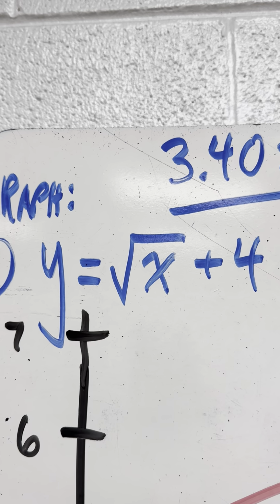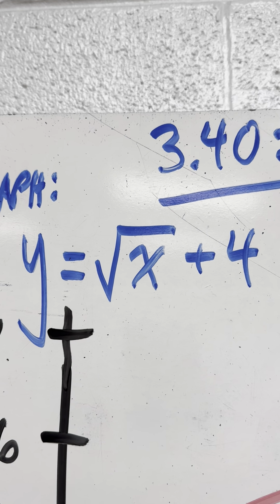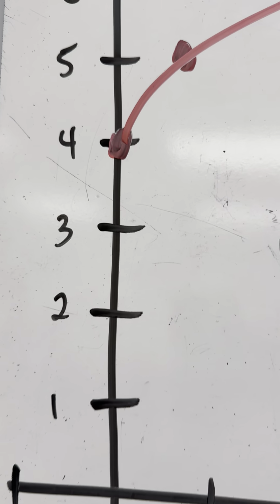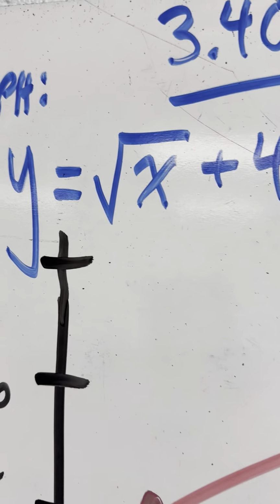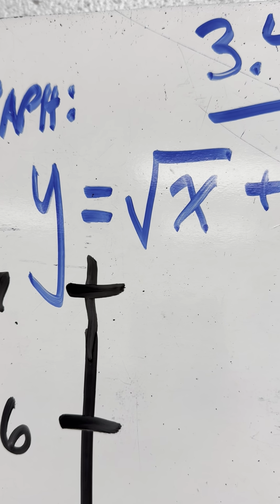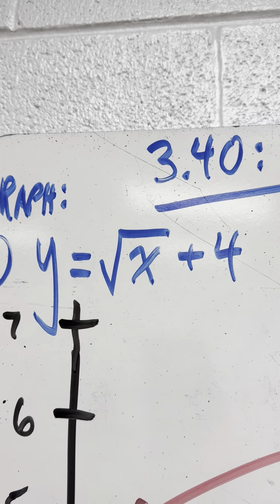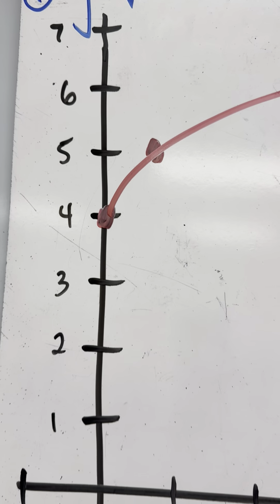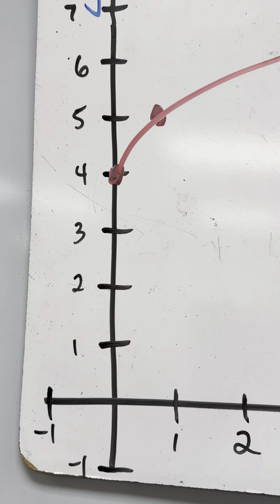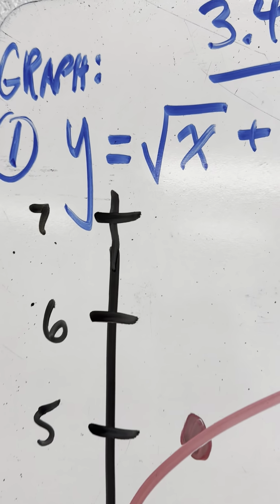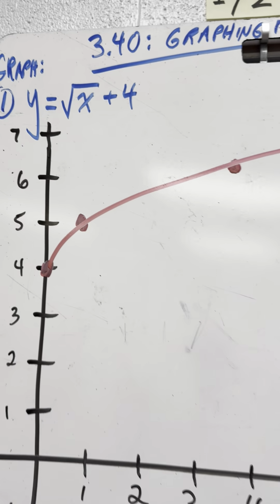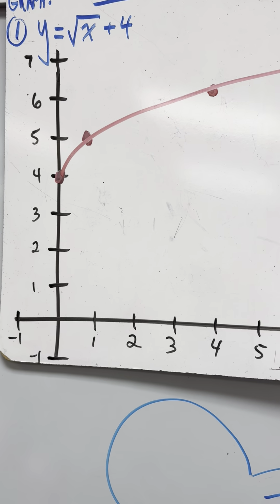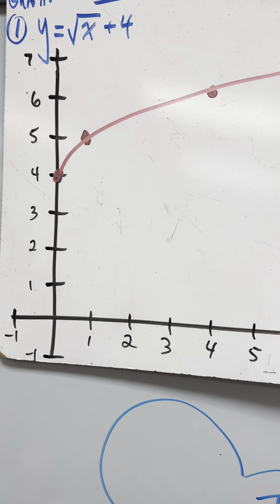The square root of 0 is 0, plus 4 is 4. So that gives you the point 0, 4. Then you're going to put in 1. The square root of 1 is 1. 1 plus 4 is 5. So you've got the point 1, 5. Then you're going to put in 4, because the square root of 4 is 2. 2 plus 4 is 6. So now you have the point 4, 6.